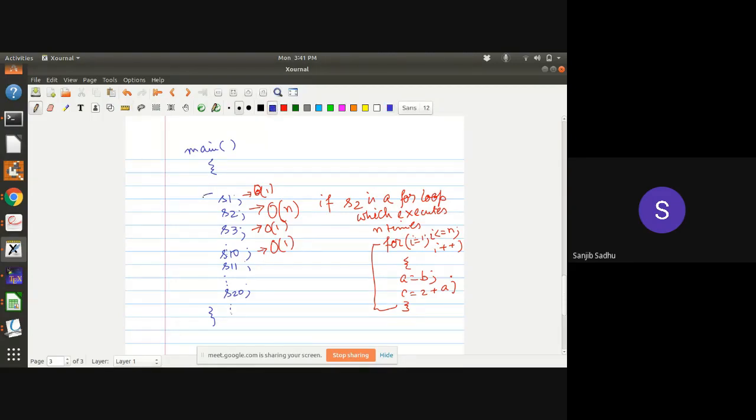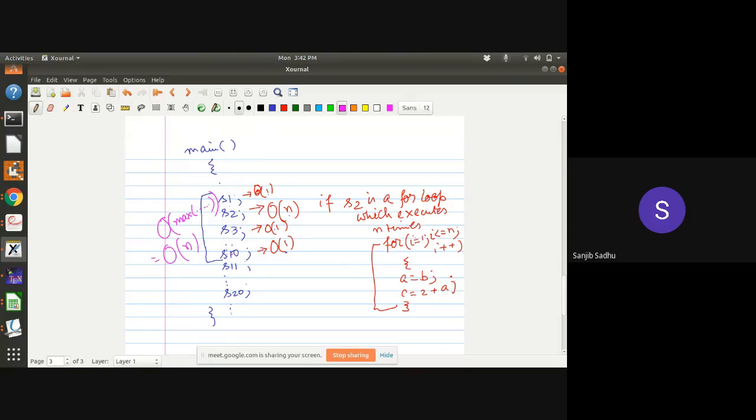What will be the time complexity up to this part? This is big O of 1, this is big O of n, this is big O of 1, and so on. There are 10 statements. So the total time complexity will be big O of n. What is the meaning? It is the maximum of all these functions: 1, n, 1, 1, 1. So it is big O of max of all these, that means big O of n. So, rule of sum. Clear?